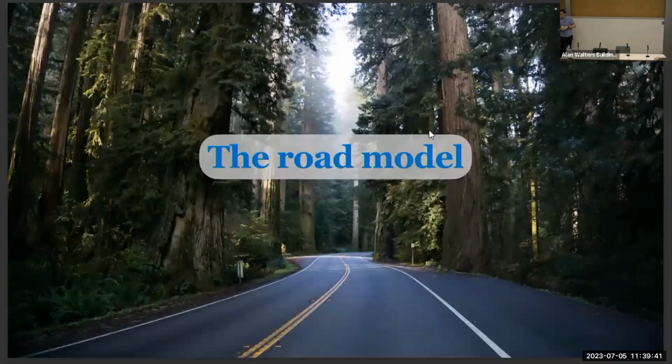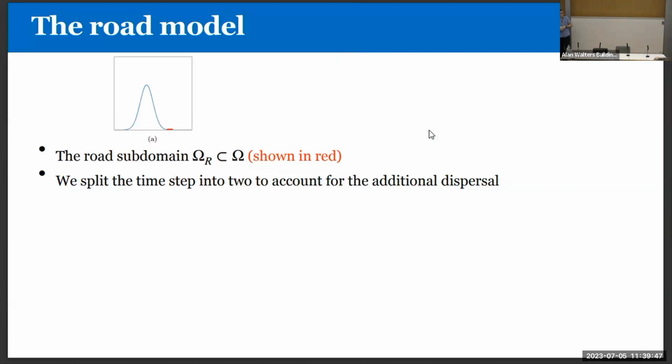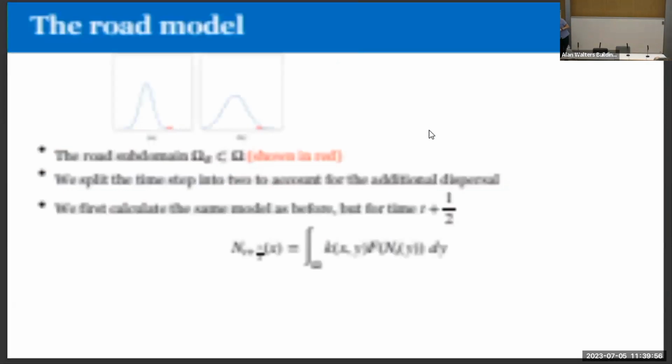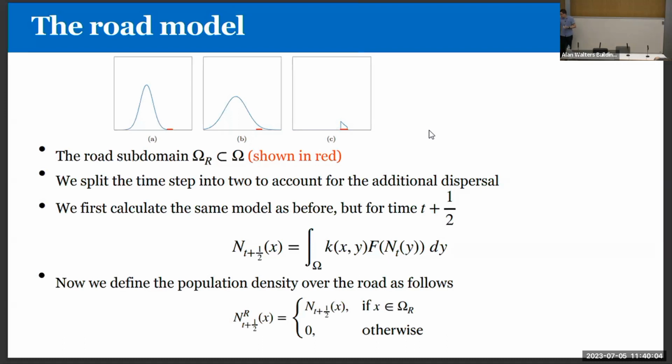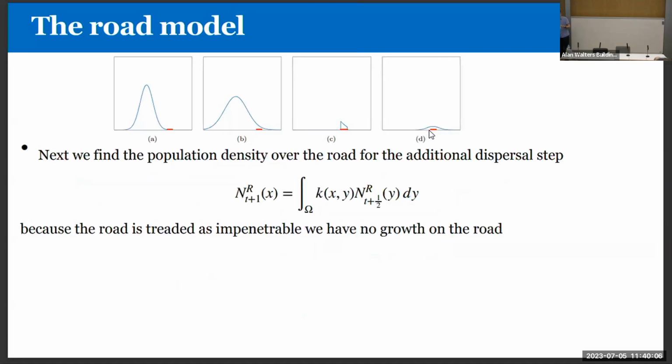So then we move on to the road model, which this work is based on. How we incorporate the road into the model is we have some road subdomain here shown by the red line. We have some population density. It grows and spreads like normal in the no road model. We then look at that population density over the road, and we have an additional dispersal component to account for extra effects of the road.